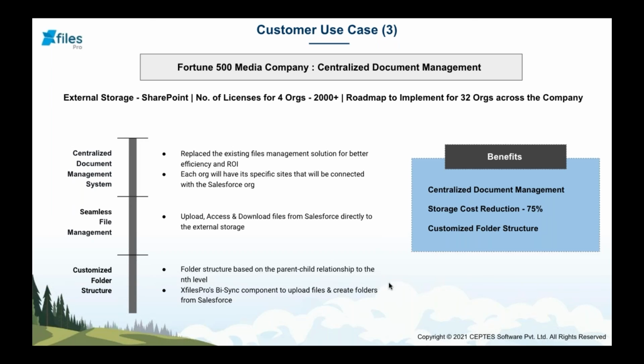Finally, the benefit that this customer got was being able to use SharePoint as a centralized document management system, and the beauty of it was everything was managed from Salesforce. The storage cost reduction was 75%. When you think about the investment they would be doing for all the 32 orgs and the cost reduction percentage, it's a big deal, right? And then they were able to use a customized folder structure as they wanted.